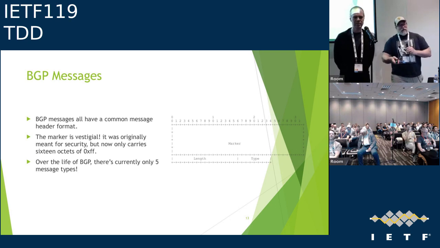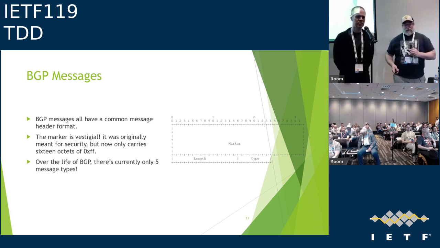The marker here originally is where security information was put in as one of the earlier proposals. These days, nothing interesting goes in here. It just gets a bunch of ones. But that said, we've actually managed to have BGP evolve, and we're up to BGP 4, and we've only burned 5 message types.